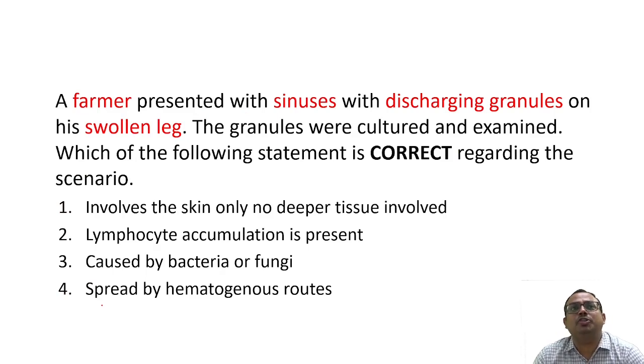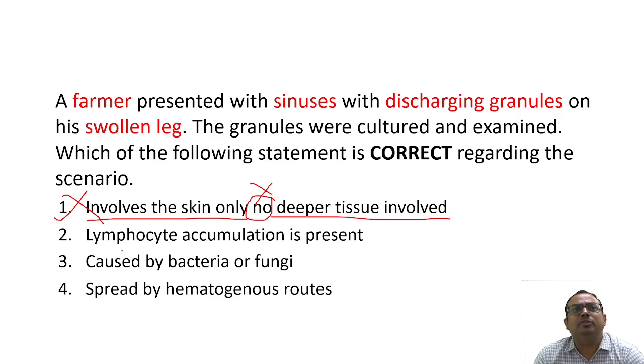Now coming to the question, let's see what is the correct answer. The farmer was having sinuses which were discharging granules, and the leg was swollen, and you have to choose the correct answer. Let's see the first option: it involved the skin only and no deeper tissue. So no, it involved the dermis. This answer is not correct, so it is incorrect.